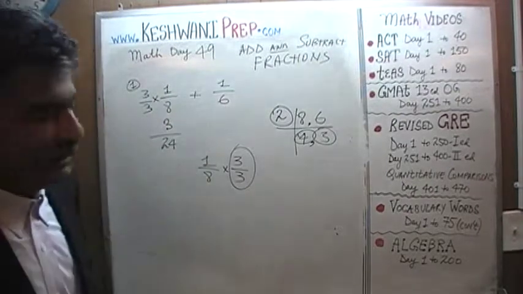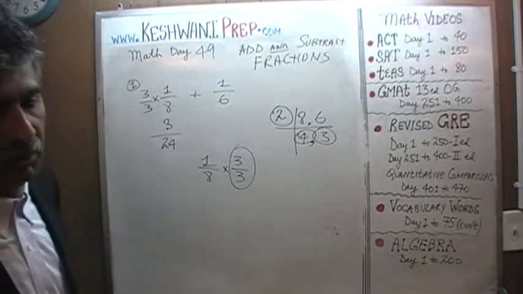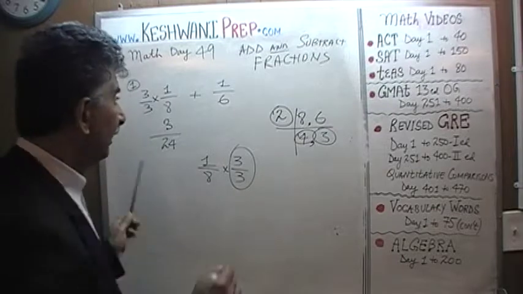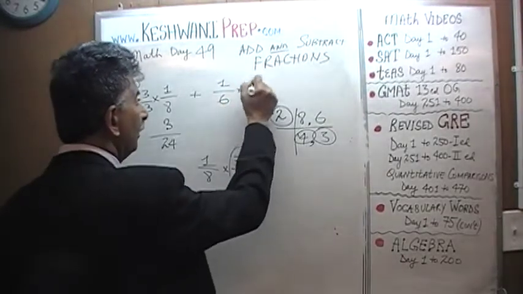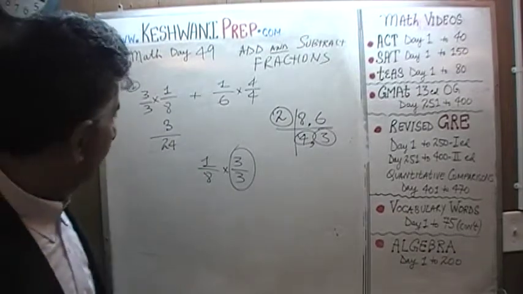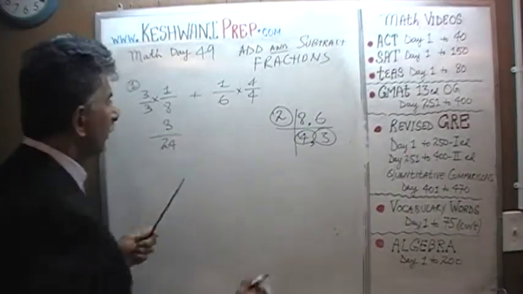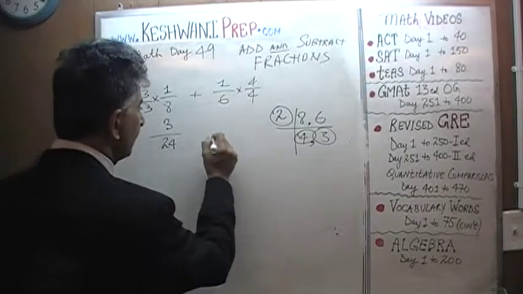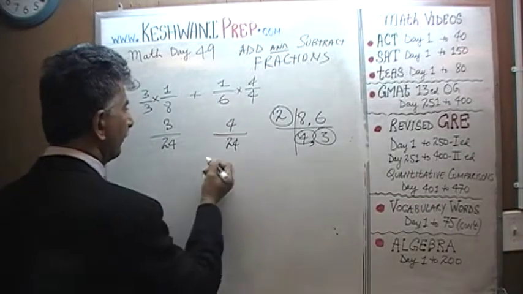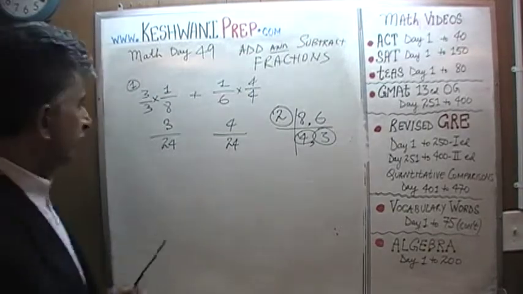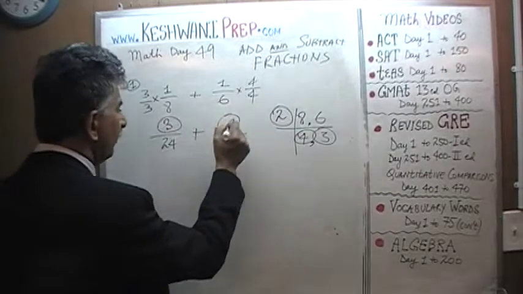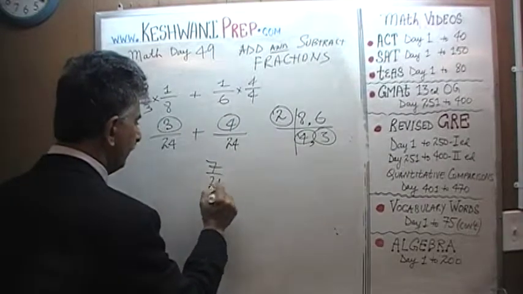Now we have to do the same thing here. We have to convert this 6 into a 24. 6 times 4 is 24. Let's multiply 1 over 6 also by 1, except this time we write our 1 as 4 over 4. When we do that, we end up with a denominator of 24. 6 times 4 is 24, and 1 times 4 is 4. Now that they have the common denominator, all we have to do is add them up, and we end up with 3 plus 4, which is 7 over 24.